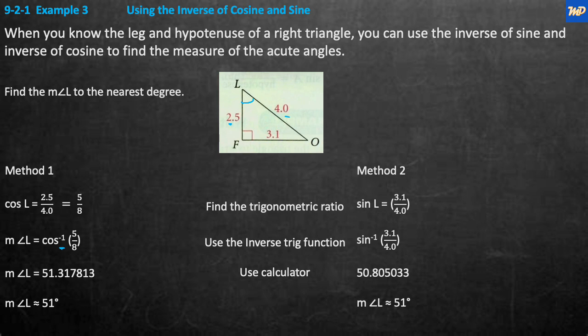51.317813. Well, that is the angle. So if you take that and they say to the nearest degree, then rounded that is 51 degrees. So the angle measure, or angle L, is 51 degrees.